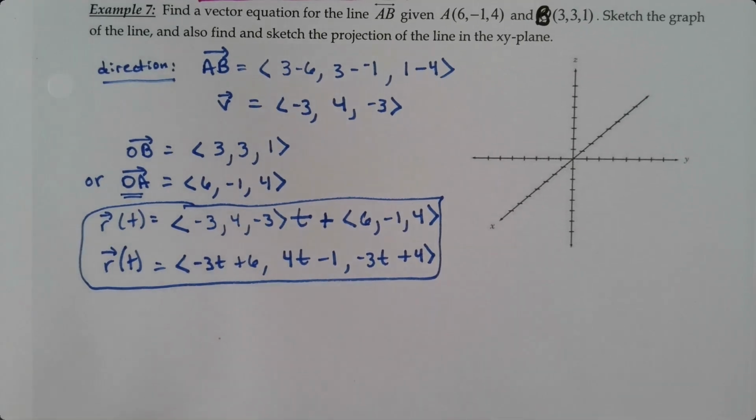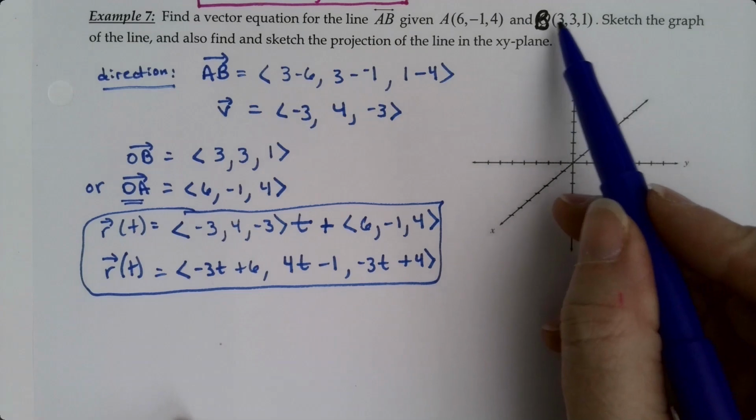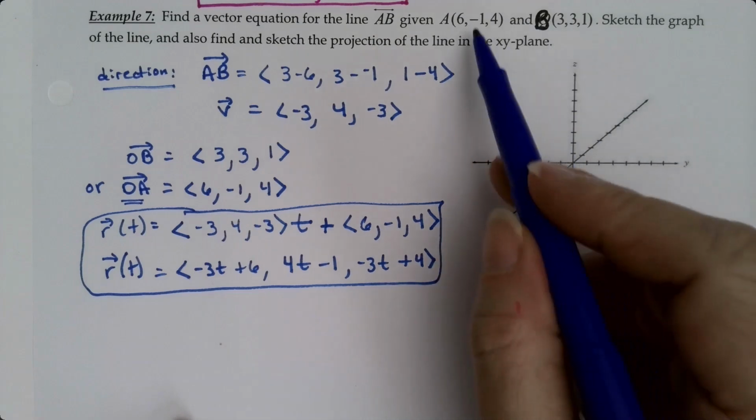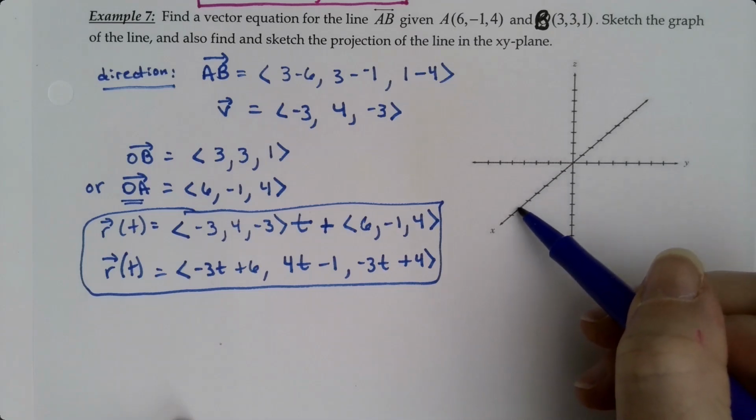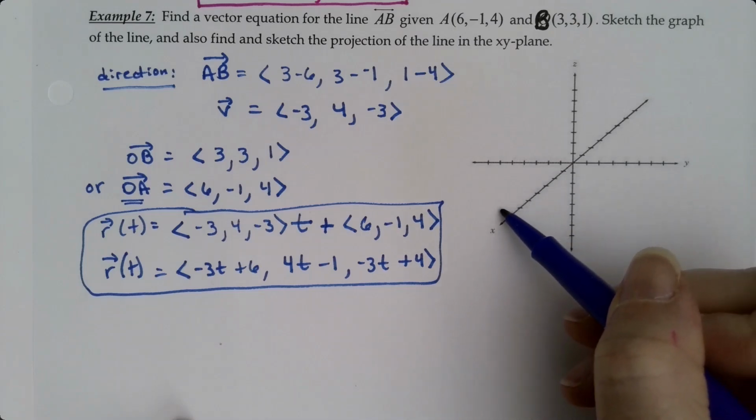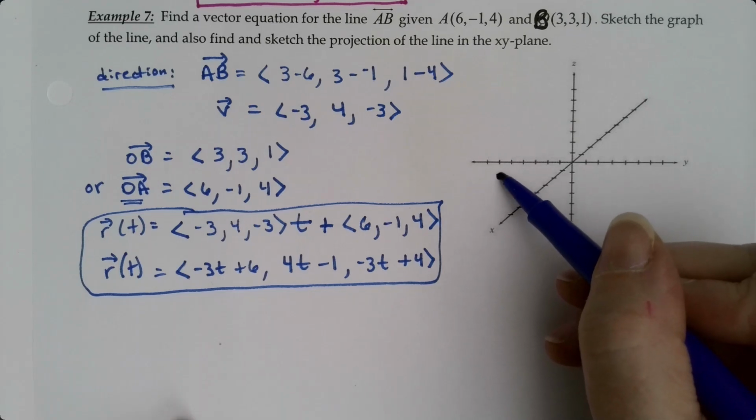Now the bigger issue is going to be to try to draw this thing and then find and sketch the projection of this thing. Okay, so to draw this thing, let's start 6 out here. So 1, 2, 3, 4, 5, 6 in the x direction, -1 in the y direction, and then up 1, 2, 3, 4. So A is kind of over here.